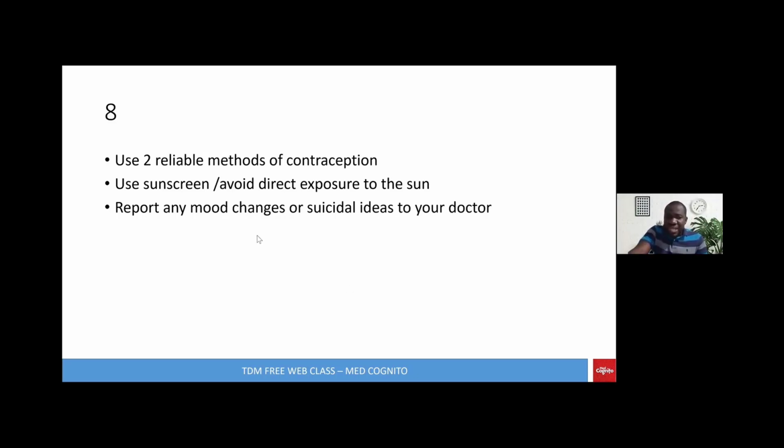So use 2 reliable methods of contraception, all right? That is very important because isotretinoin is highly teratogenic, okay? Use sunscreens. That's an acceptable answer, or avoid direct exposure to the sun because it causes excessive drying of the skin and the lips as well. Report any mood changes or suicidal ideas to your doctor.